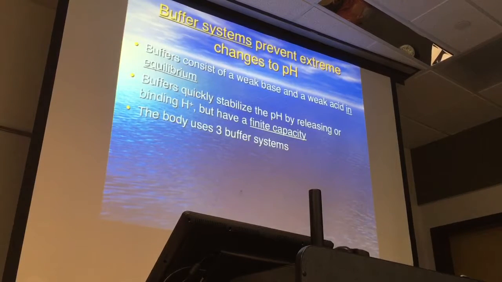Now, buffers work great at preventing pH changes, but they have a limited or finite capacity. I'm just going to make up an experiment. Let's say we had water in a buffered solution, and we're adding 2 drops of hydrochloric acid, 2 drops of hydrochloric acid. This one drops a lot, this one drops a little. Now, you can keep adding hydrochloric acid. Eventually, you're going to titrate out and use all the buffering capacity, and then it drops. So they have a limited capacity.